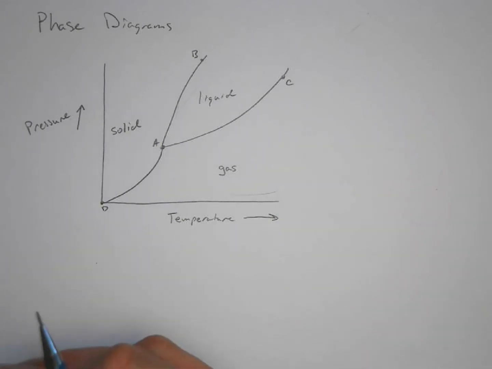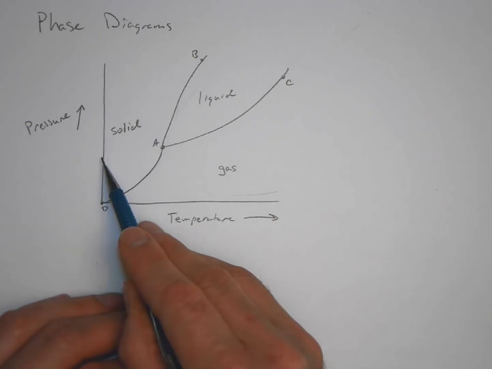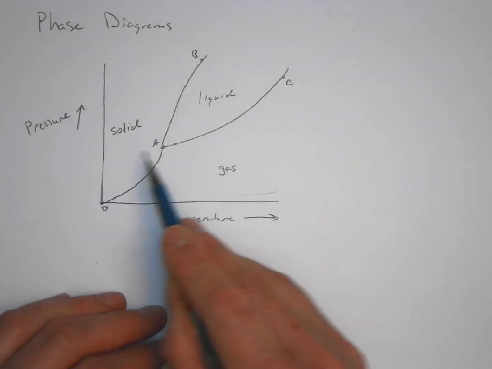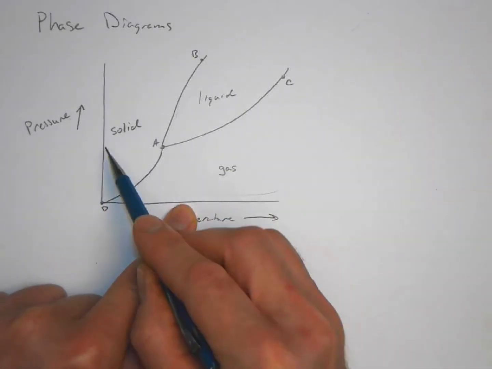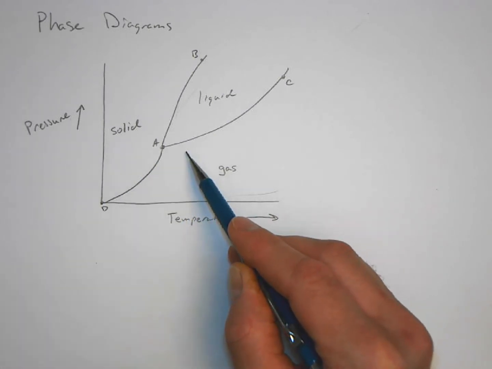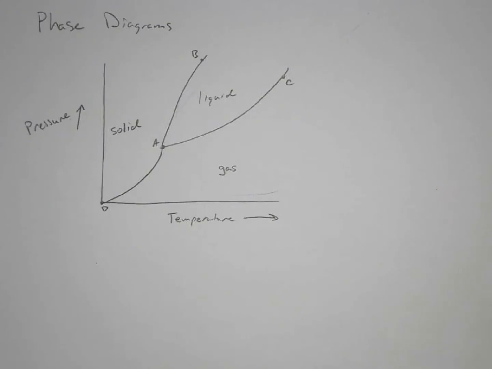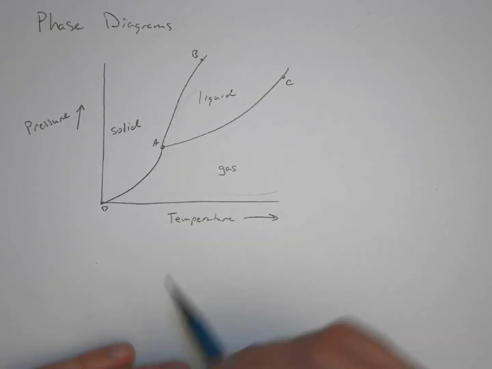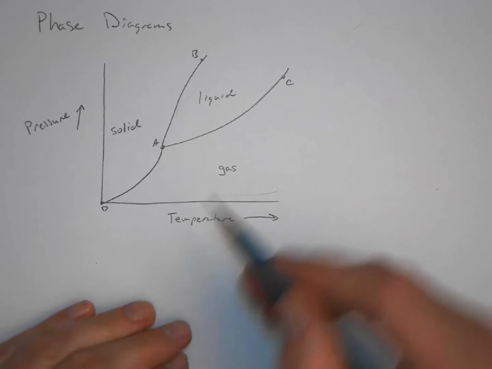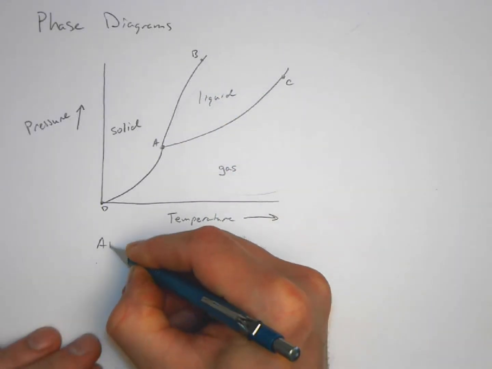Oftentimes you might be quite simply interested in, if I am at a certain temperature and a given pressure, what would be the phase of the material that it would exist under? In this case, maybe say it's a gas. So that's one way to use a phase diagram. So let's look at some of these others. Let's look at this line AB.